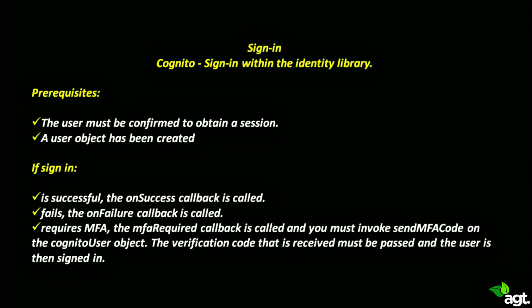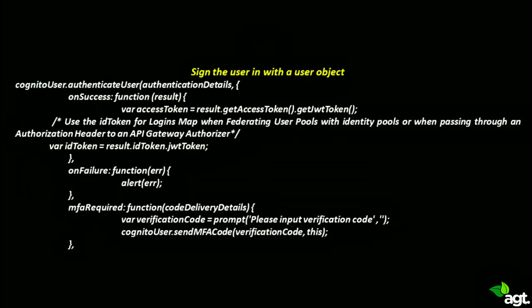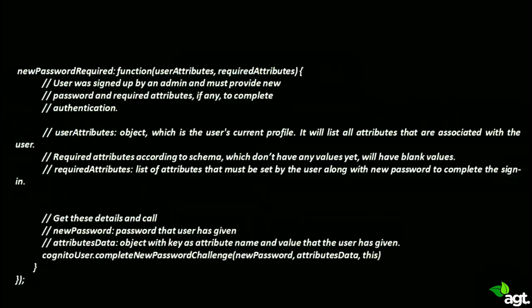In the sign in process, if it is successful, the onSuccess callback is called. If it fails, the onFailure callback is called. If it requires MFA, the MFA required callback is called, and you must invoke sendMFACode on the Cognito user object, and the verification code that is received must be passed when the user signs in. So the code for creating the authentication details will be like this. Sign the user in with the user object, and the code has been given here.